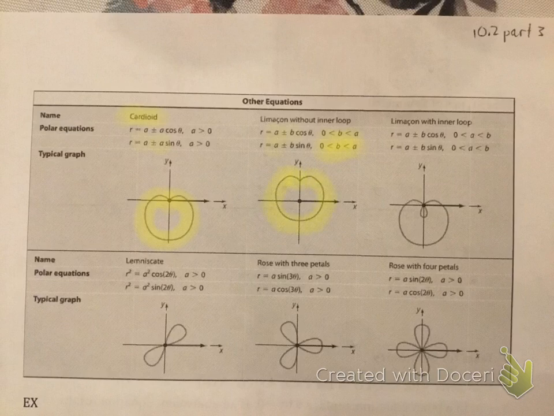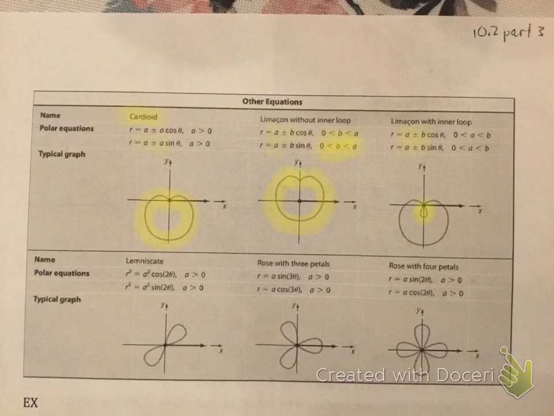Let's look at the Limacon with an inner loop. This time around, once again, we have a and b here, but if we look at the a and b, they are of different values, and b is bigger than a. So if b is bigger than a, you get the little loop-de-loop inside, okay? Let's look at the next ones.